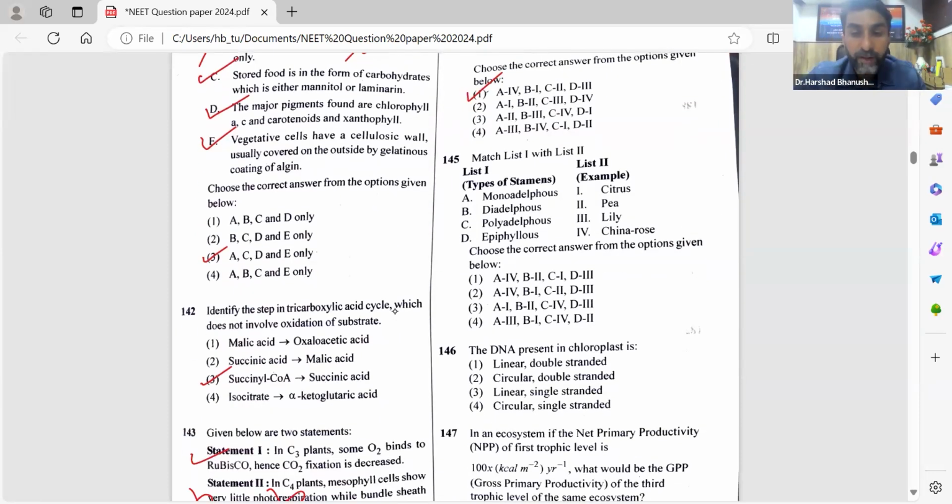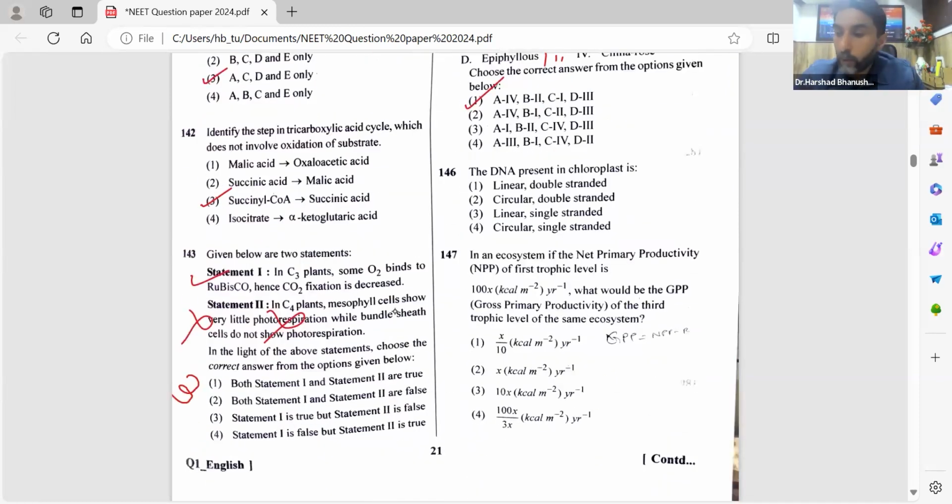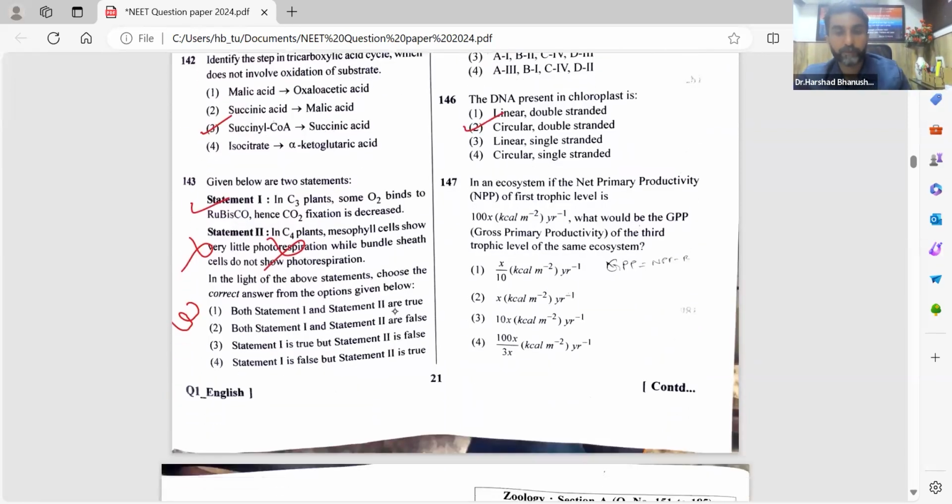Next, we go to monoadelphous. Monoadelphous is something which is seen in case of China rose. So A would be 4. Then diadelphous is in pea, so B would be 2. Polyadelphous is citrus, so C would be 1. And epiphyllous is something which is seen in case of lily. So it's 4, 2, 1, 3, which is option number 1. In chloroplast, the DNA is double-stranded and circular like prokaryotes. So this is option number 2.